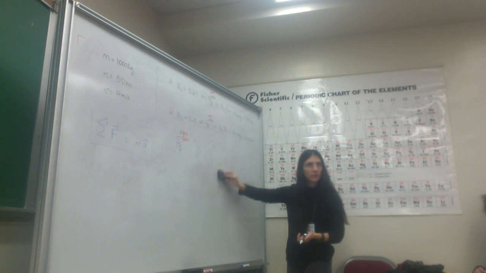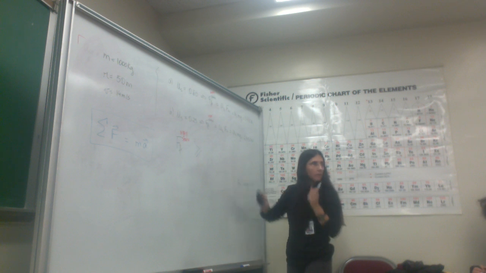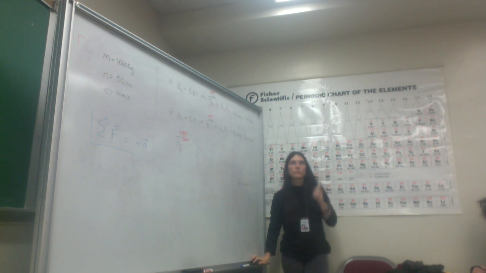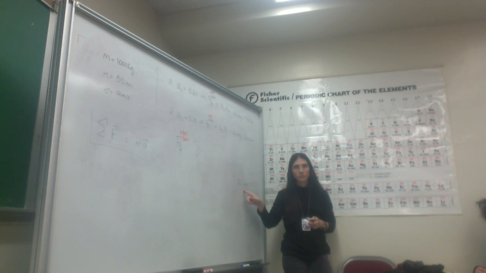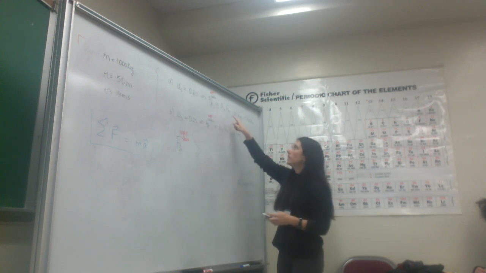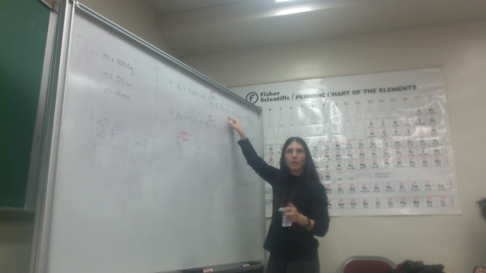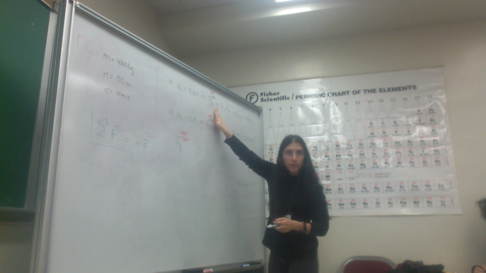Can I erase it? Yes. Wait, if we're doing sum of forces in y is Fn minus mg, then wouldn't it be Fn? You can change the Fn equals mg, and then it would just be 9.8 times 1,000. Right. But the answer that we got for A was times mu, because here I'm not multiplying by mu. Yeah, this is a friction force.